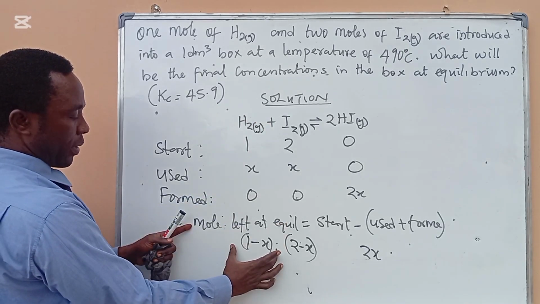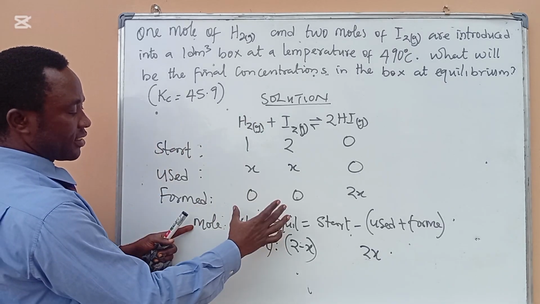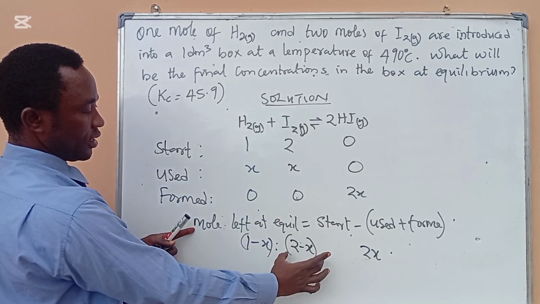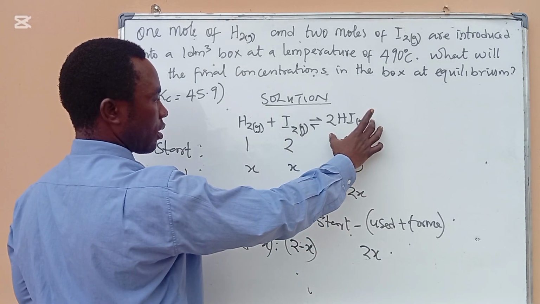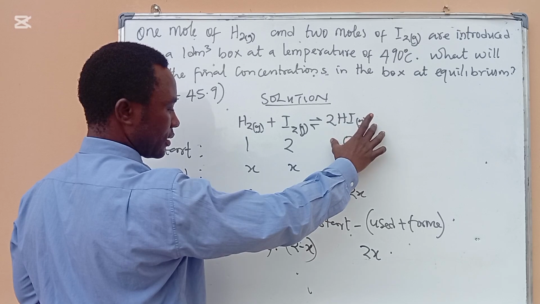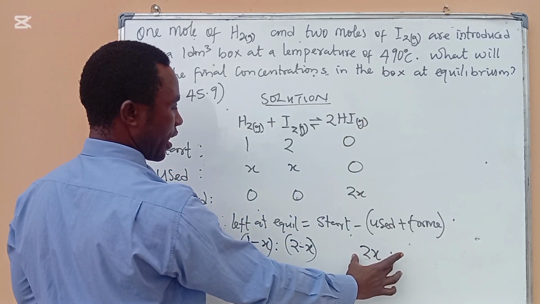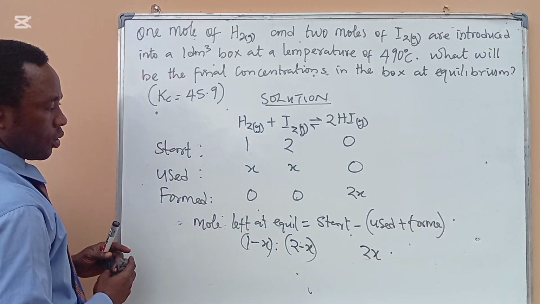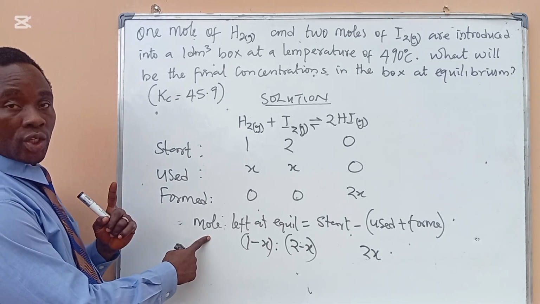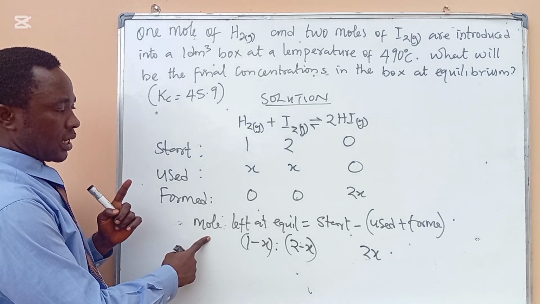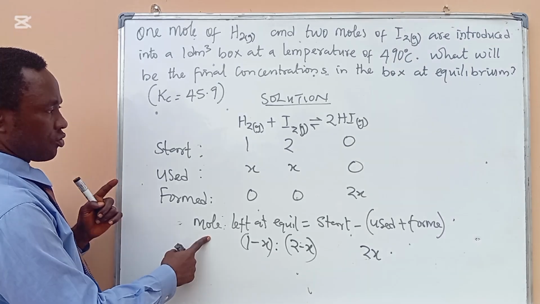The mole left at equilibrium for hydrogen is 1 minus X. The mole left at equilibrium for iodine is 2 minus X. The mole left at equilibrium for hydrogen iodide is 2X. Now, we are not working with mole, we are working with concentration. If we are talking about the equilibrium constant, we have to get their concentration.